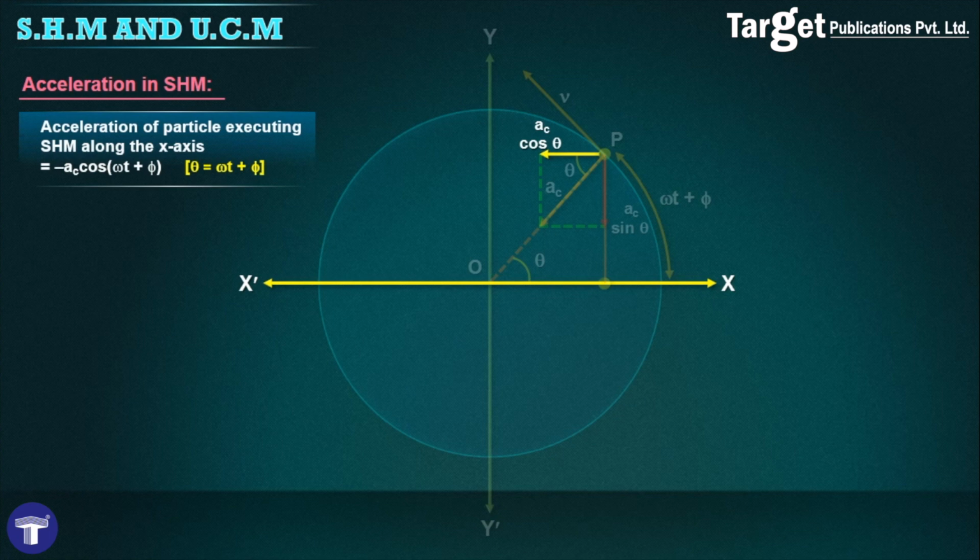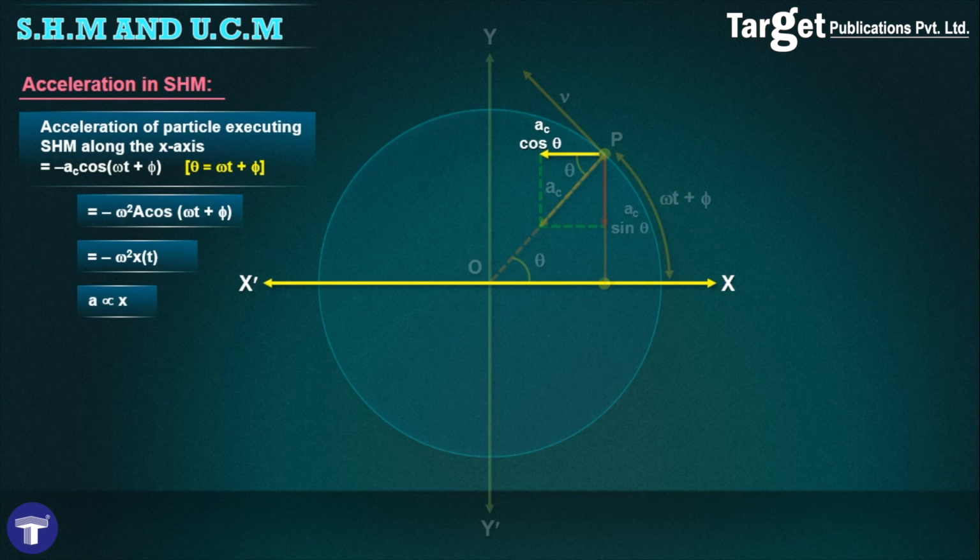And from the understanding of uniform circular motion, we know that the centripetal acceleration is nothing but ω²A, and therefore the acceleration of a particle in SHM will come out to be minus ω²A cos(ωt + φ). This can be written as minus ω² x(t), because x(t) is nothing but A cos(ωt + φ). This gives us another important property of simple harmonic motion. That is, the acceleration of a particle is proportional to its displacement.